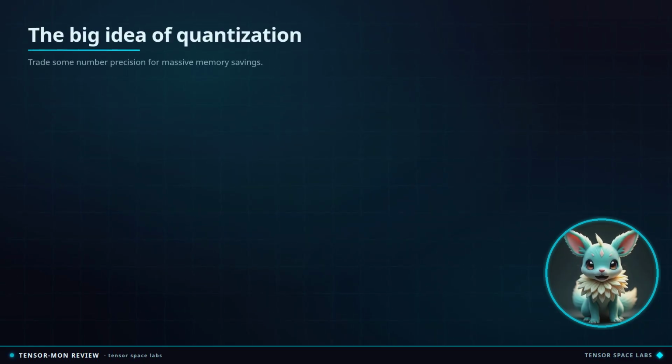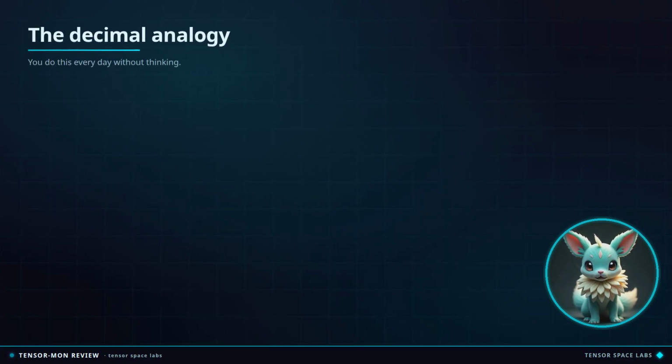Quantization is the process of taking higher precision weights and representing them with fewer bits. You lose a tiny bit of accuracy. In exchange, the model uses a fraction of the memory and runs faster. Almost always worth it. Simple analogy. The speed of light is 299,792,458 meters per second. You usually just say 300 million. You quantized it. You lost precision, but kept everything that mattered. Neural networks work the same way.